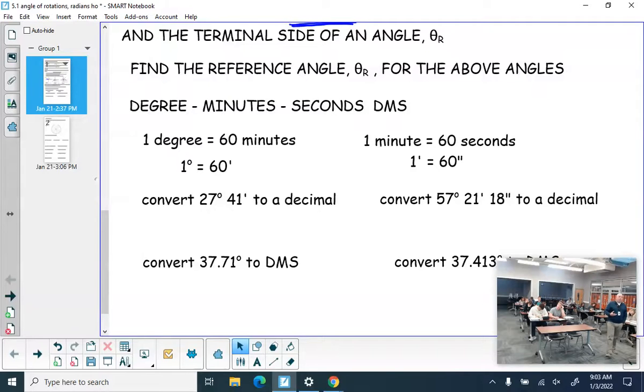What we want to be able to do is convert minutes and seconds into degrees or into decimals, or if I have a decimal, convert it into minutes and seconds. I want to be able to go between these two.